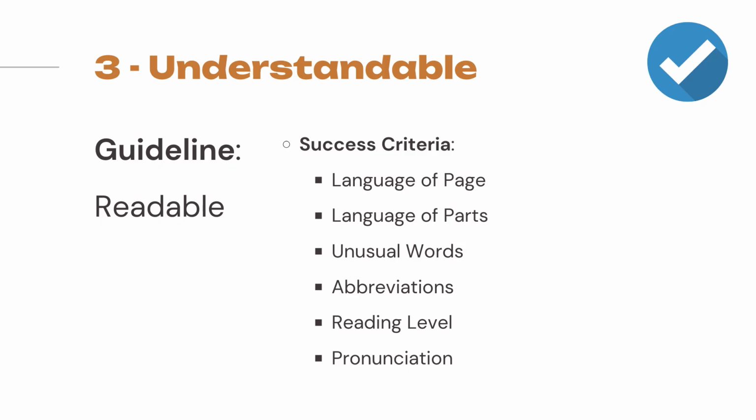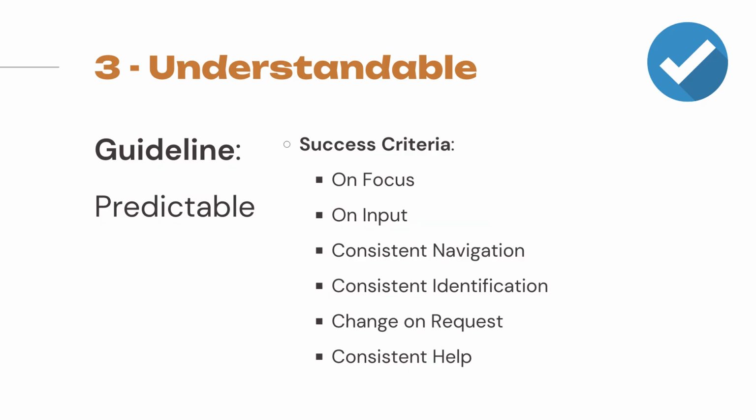Success criterion language of parts recommends that words or phrases in a foreign language be marked up as such. The next guideline is predictable. The success criterion for that is on focus. This says that changes of focus should not initiate actions. For example, using the tab key to navigate to a submit button on a form should not submit the form.